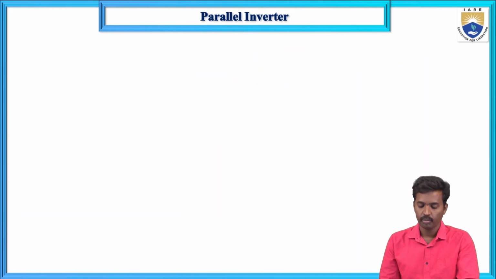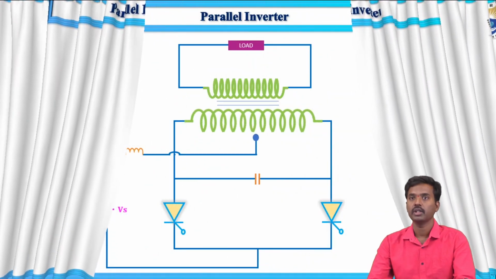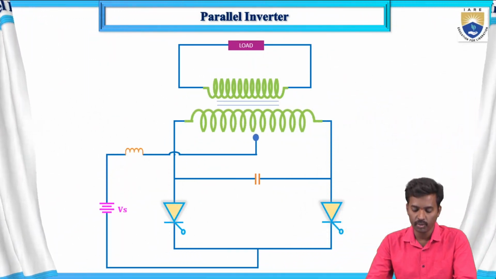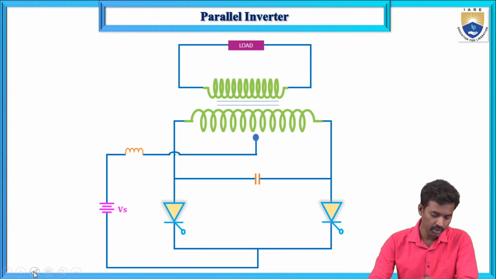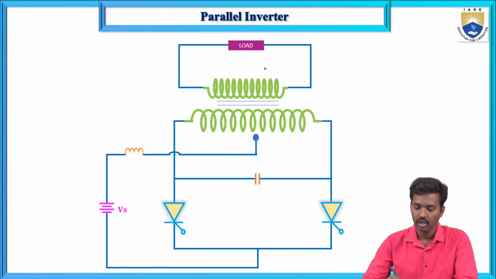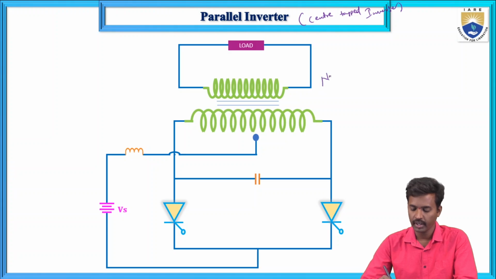Now, the parallel inverter. What are the components in the parallel inverter? We are using a center tapped transformer, so you can call it a center tapped inverter. This is N2, this is N1. The transformer primary is connected to the DC supply and the secondary is connected to the load, that is the load resistor R.